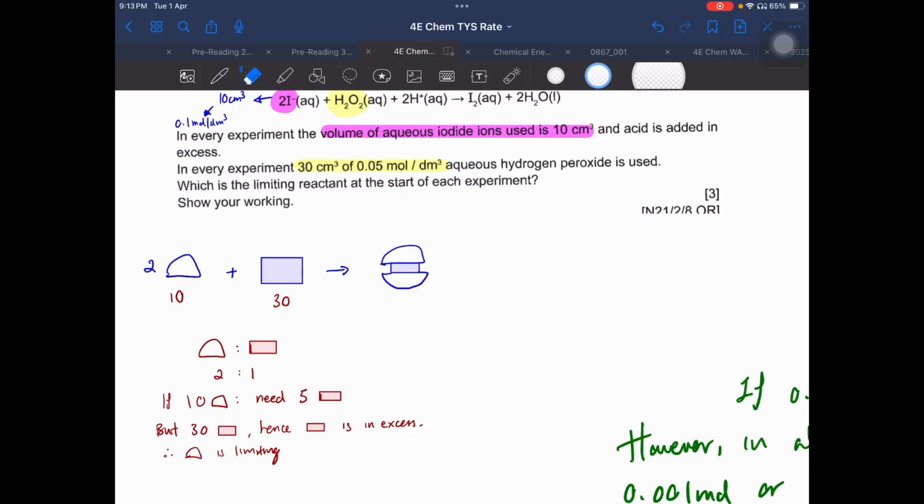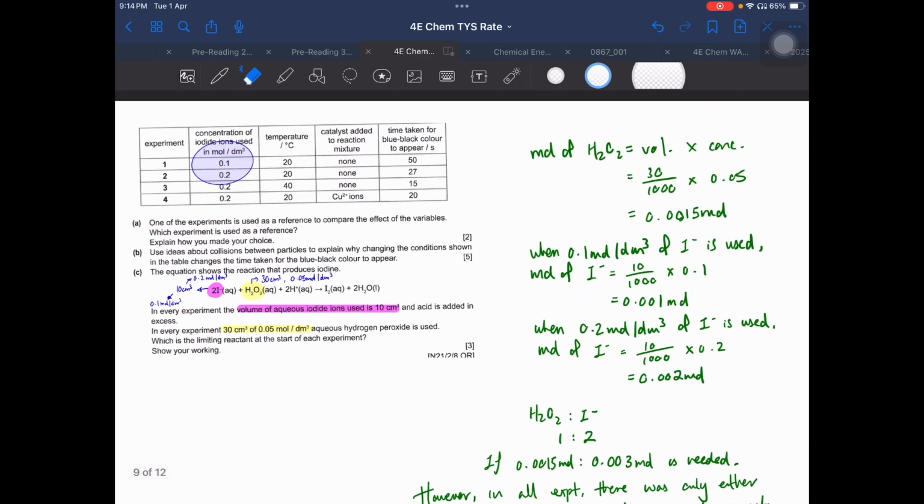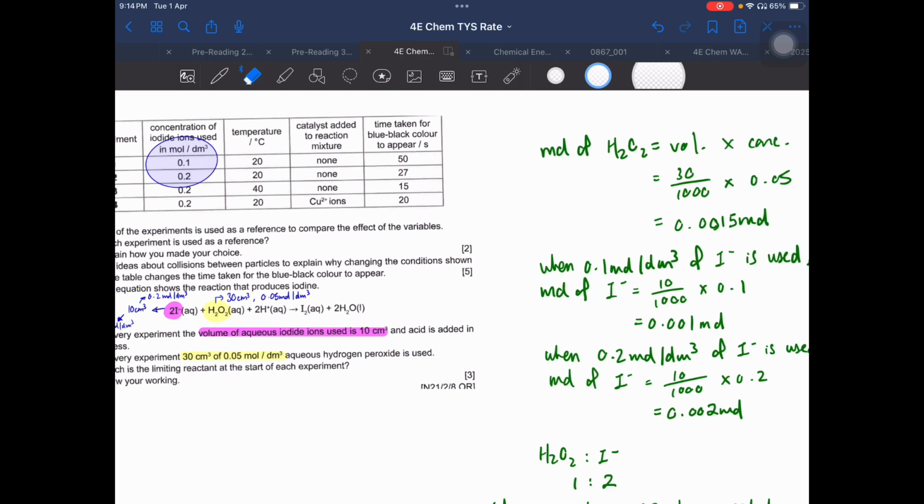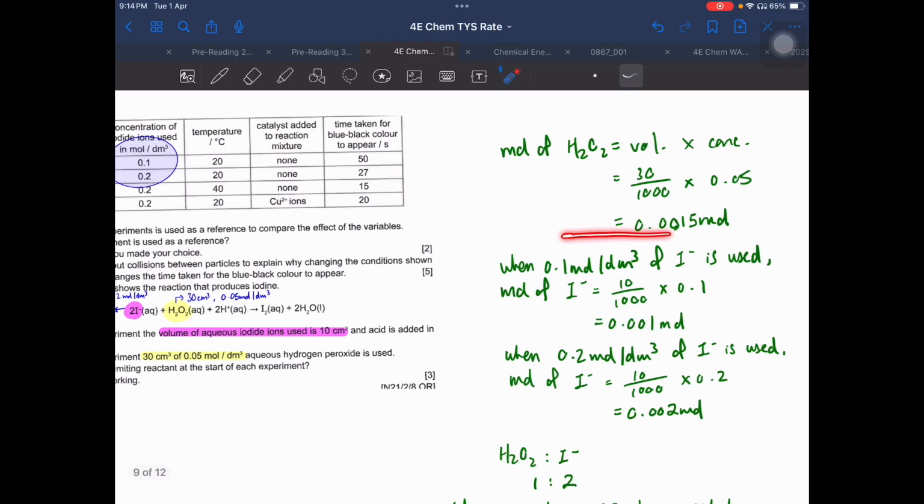Alright, so keep this concept with you because we're now going to take a look at how we apply it to this particular question. So in this question, you are being told that there is a certain volume and concentration of hydrogen peroxide. So what you can do first is find out the mole of hydrogen peroxide. In this case, it's 0.0015 mole. Then the question also mentioned that each time we are using 10 cm³ of the iodide, and we know that the iodide can either be 0.1 or 0.2 in terms of the concentration.